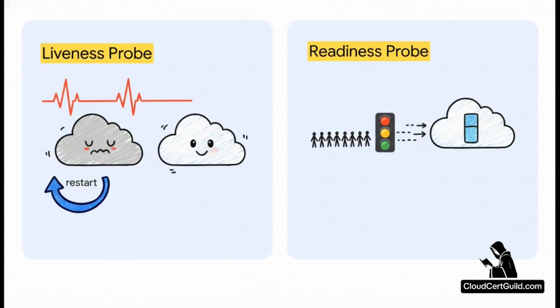But just checking logs when things are on fire is reactive. GKE also lets you be proactive with things called probes. These are just little health checks you set up for your pods. A liveness probe is constantly asking a simple question. Hey, are you still running or are you frozen? If it fails that check, GKE just automatically restarts the pod for you.